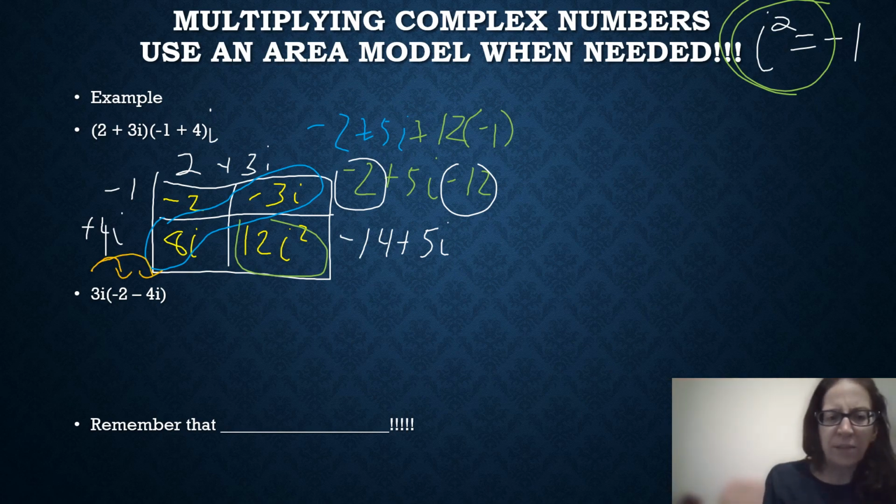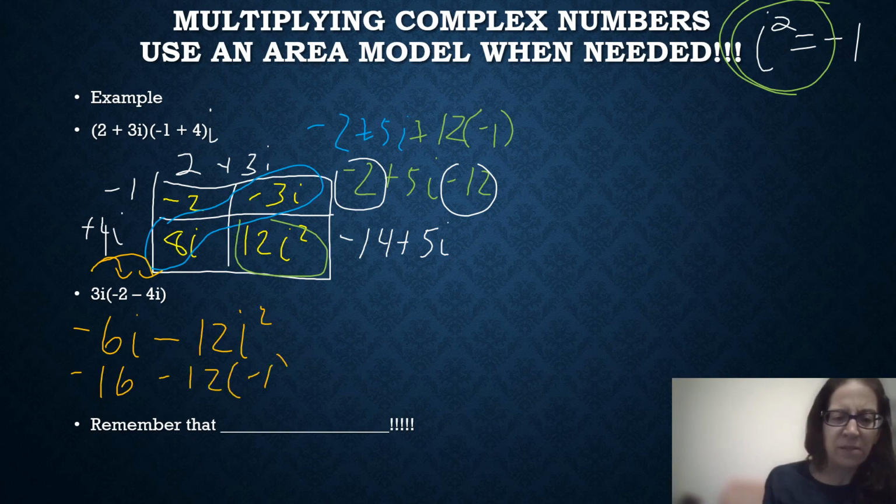So 3i times negative 2 is negative 6i. And then 3i times 4i is that 12i squared again. But remember what i squared is? Okay, I kind of ran out of space there. So negative 6i, and then a negative times a negative gives you a positive.